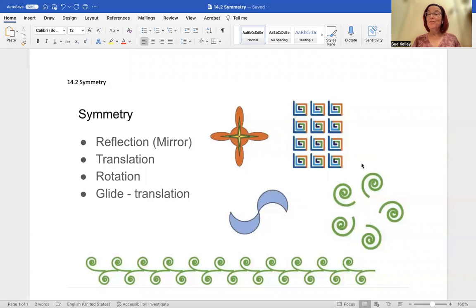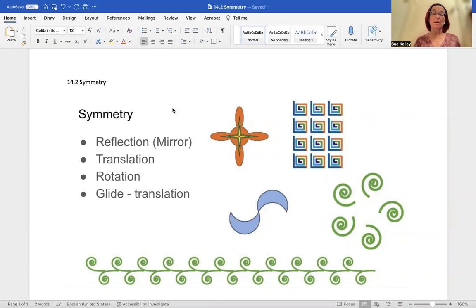Hi all. In this video, we're talking about symmetry. So you may have heard about symmetry before, and we're going to talk about different types of symmetry that you may not have heard of before.